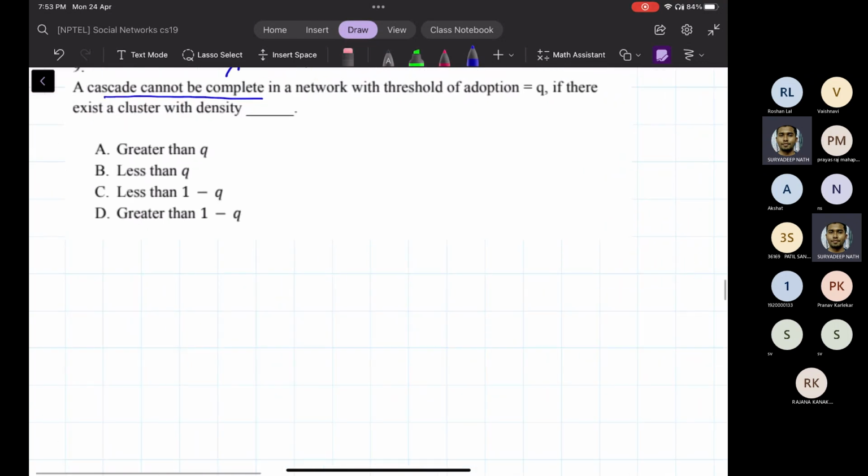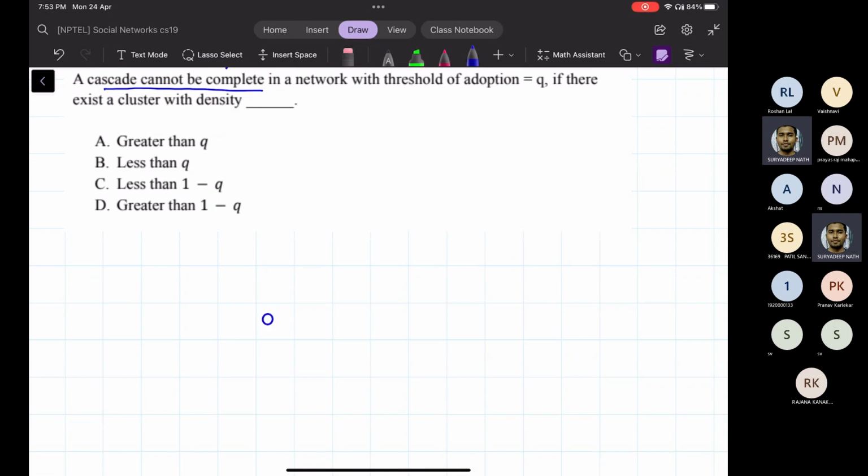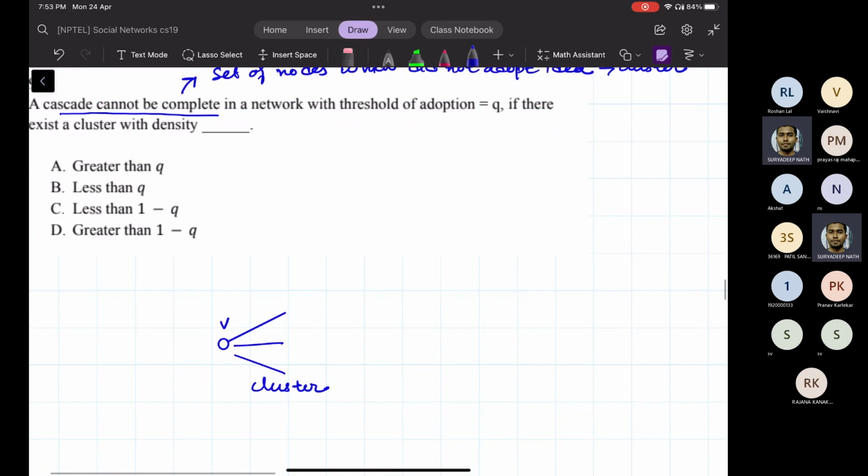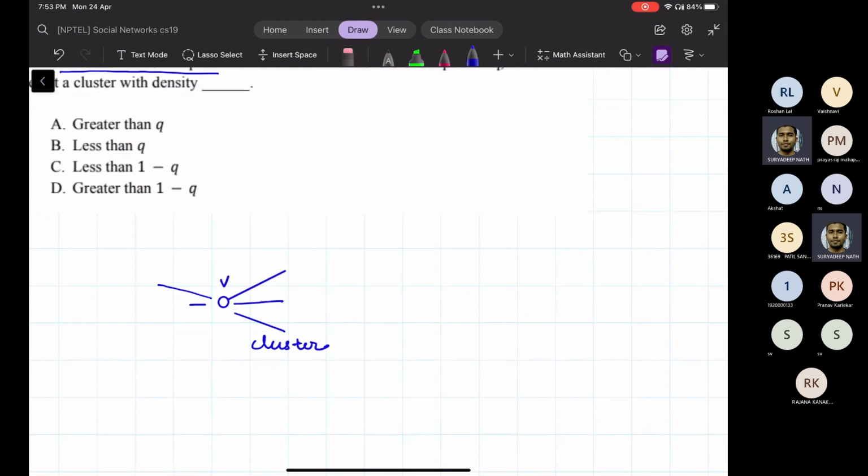Now let us take a node within the cluster. So let us take this node, and on the right hand side are the nodes that belong to the cluster to which this particular node belongs. So let us call this node V. And on the right are the nodes that belong to the cluster which did not adopt the idea. And on the left are its friends which adopted the idea. Let's say it has p friends who adopted, the p fraction of friends adopted and 1 minus p did not adopt.